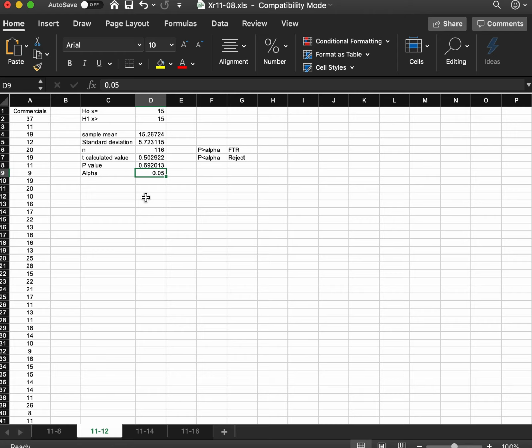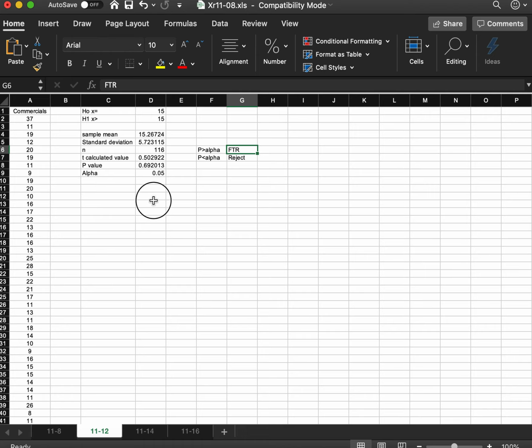Now, based on this, I have this little table that you should memorize for the test and your final. It's very helpful. So if your p-value is greater than alpha, which in this case, 0.69 is greater than 5%, so 69% is much greater than 5%. If it's greater, you fail to reject. If it was less than your alpha, if it's less than 5%, you reject. So again, answer in terms of the question, you either reject or you fail to reject based on this information.